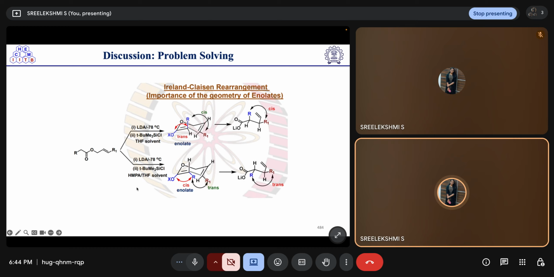And if we use HMPA and THF as the solvent, we will be getting this R and this R1 in trans form, and this OX and this R in cis form. So this will be giving this cis product and this will be giving this trans product.